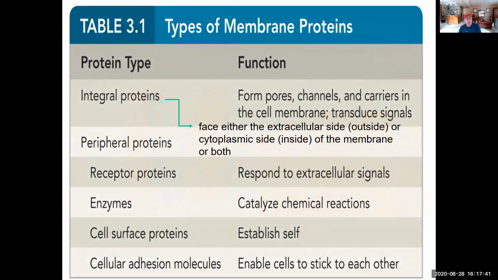This next slide goes into a little more detail about the various types of peripheral proteins. Remember, these are facing the outside or the inside, as opposed to the integral proteins that are spanning the bilayer. So again, we've talked a little bit about these guys acting as bridges for the lipid insoluble compounds to get through. What do the peripheral proteins do?